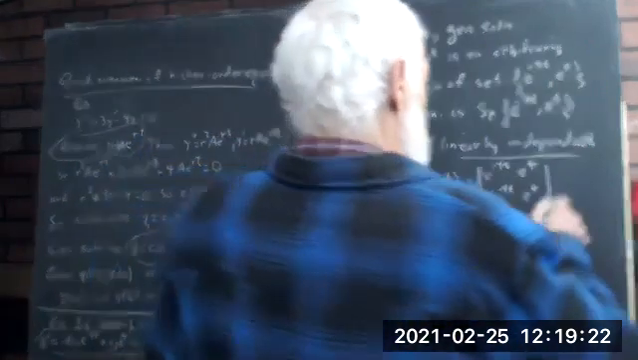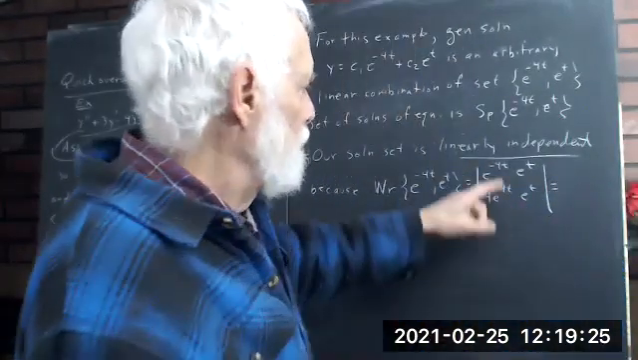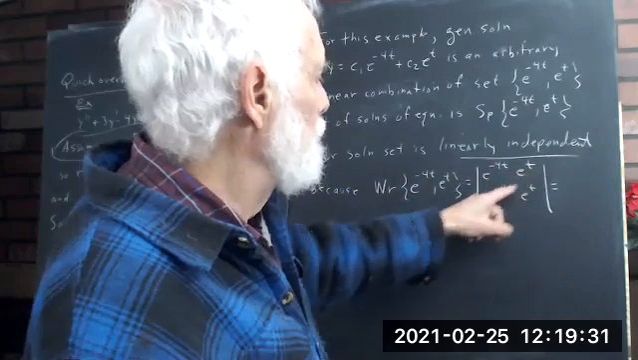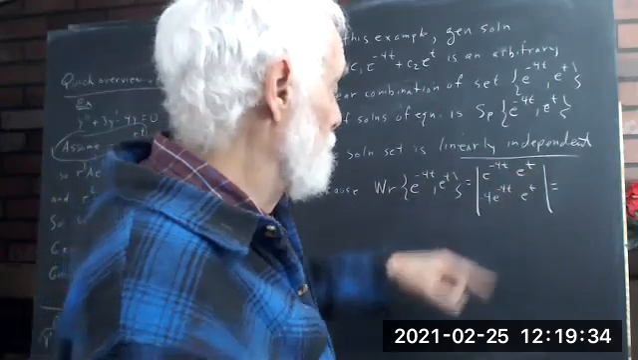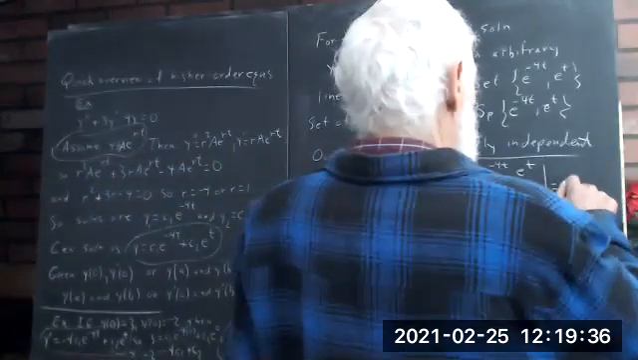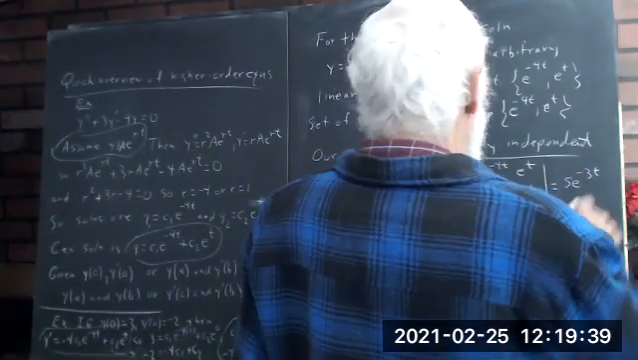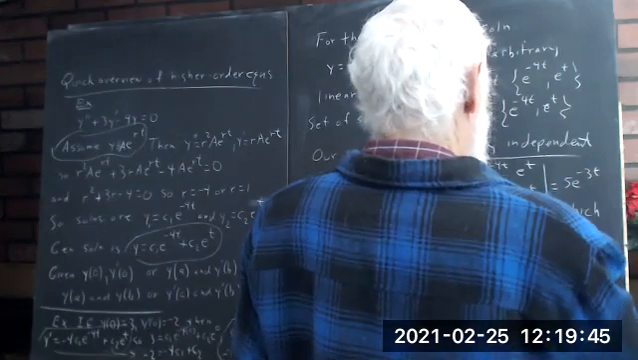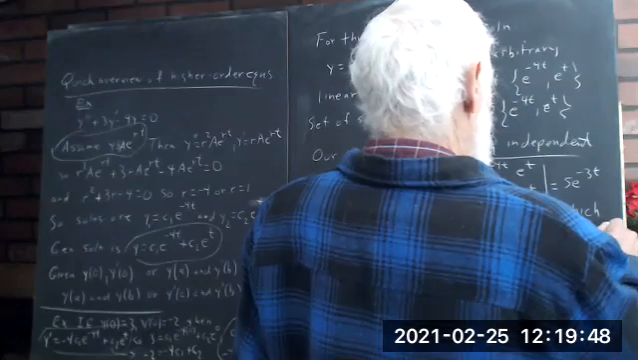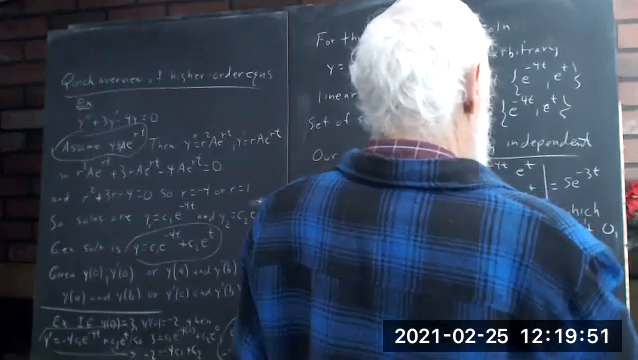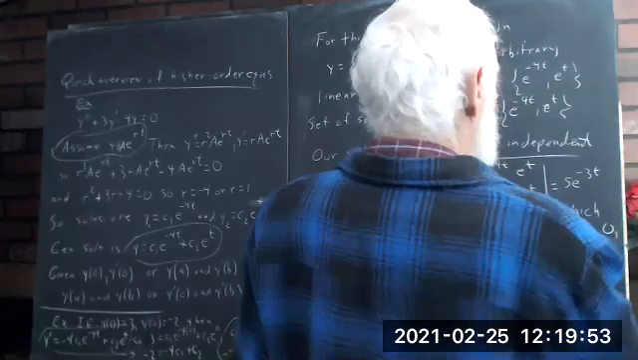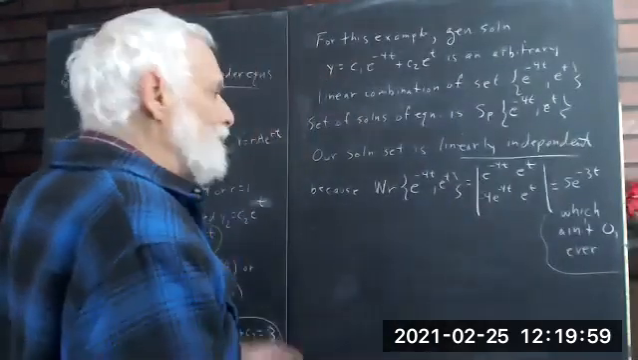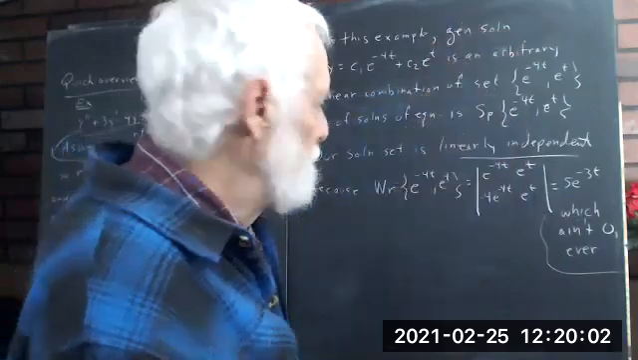Now, what's important about the Wronskian? Well, the Wronskian of this, you're going to get e to the negative 3t here. And here you're going to get a 4e to the negative 3t. And you can verify that that Wronskian is 5e to the negative 3t, which ain't zero ever. Okay, it's never zero. That's your test for linear independence.